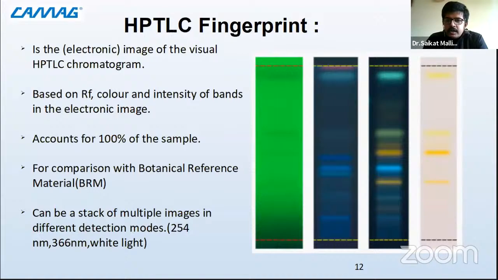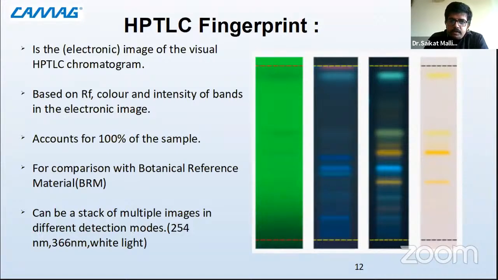As this is a stationary phase, you have the molecule which is stationary after separation happens. It is denoted by its position on the plate, and that is determined by RF. Then you have the color. You see which color it is, like on the right hand side, the yellowish color in the band, and that is the color aspect of the band. Intensity of the band, how dark, how light it is, that is being interpreted. And also, if you have standards, you can do a quantitative estimation. But in a fingerprint, these components are observed for all the separated components which have come out from the sample. For comparison with botanical reference material, you can simply compare it with BRM and find out.